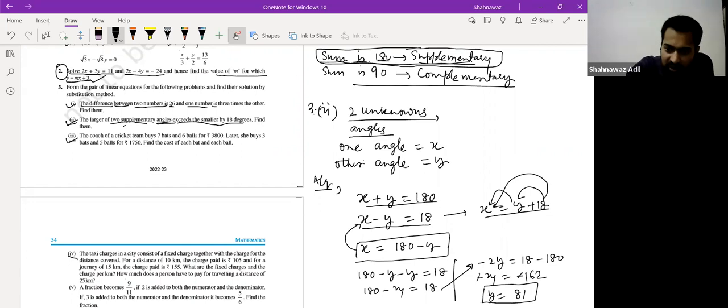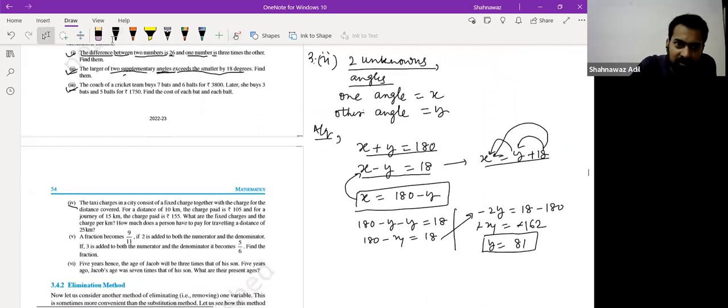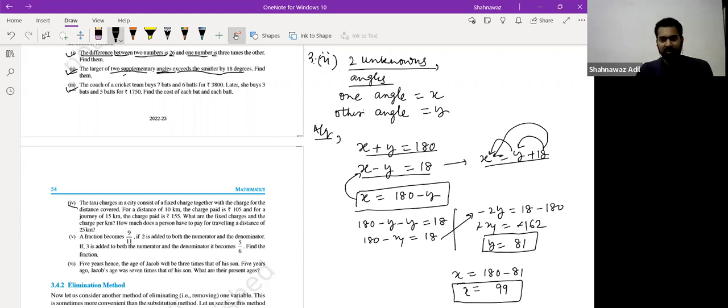So what will be x? 180 minus 81 is 99. So this is 99, right? And when you take the sum, 99 plus 81 is what? 180. So they are supplementary, right?